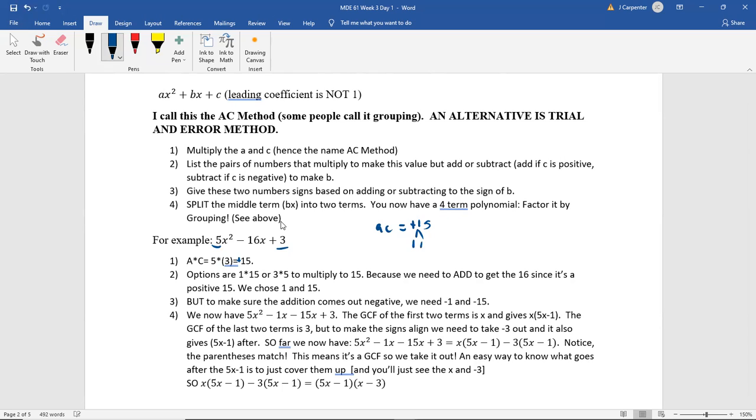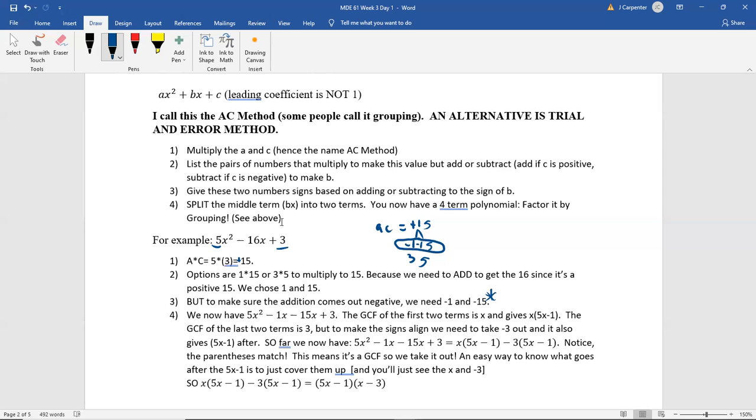Then you list its pairs, 1 times 15 or 3 times 5. Not a lot of options. And you're trying to find the pair that adds to make 16, to make this negative 16. 3 and 5 add to 8, 1 and 15 add to 16. So, well, we choose the 1 and the 15. Again, this feels exactly like the shortcut method so far, except we did a quick multiplication to get the number instead of just take the number at the end. Then we need to give these signs to make a negative 16, so it's got to be a negative 1 and a negative 15. So I just finished step 3 up here.